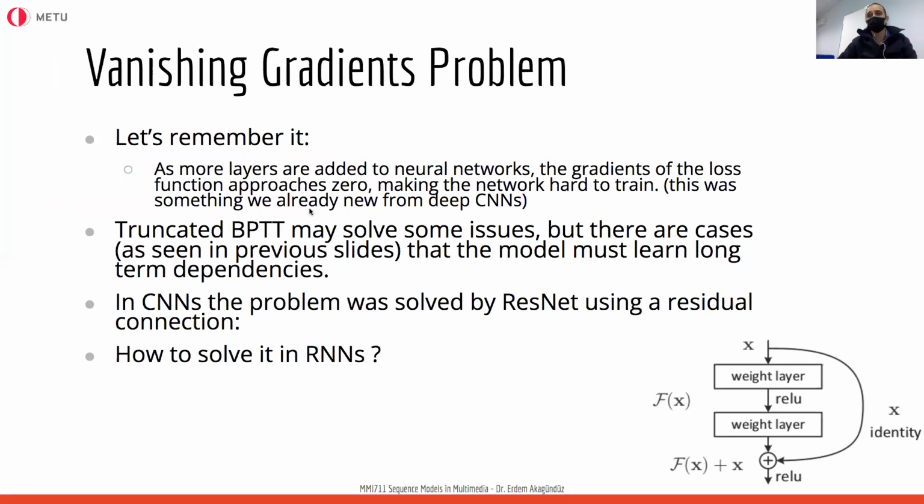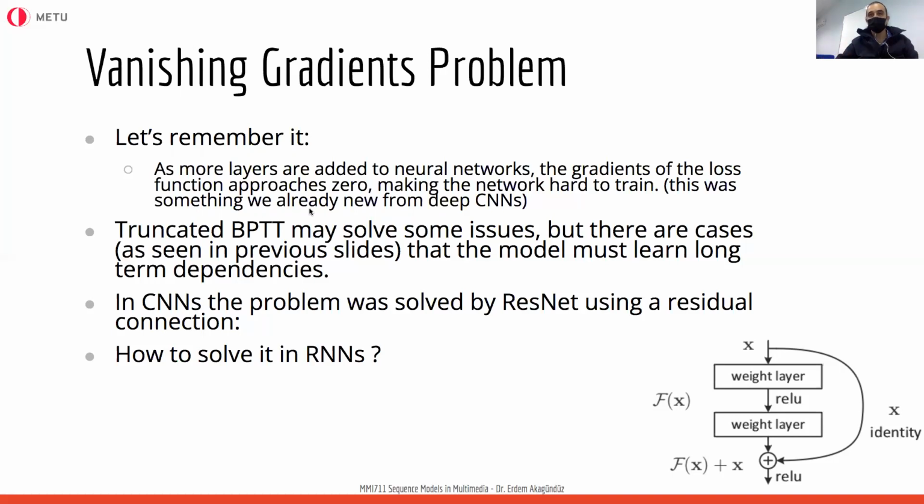Okay, let's remember the vanishing gradients problem. I did make an introduction to it, but let's officially go over it once again. As more layers are added to a neural network, the gradients of the loss function approach zero. There are mathematical reasons for that. This makes the network hard to train, because the best mechanism we have so far to train neural networks is gradient descent with backpropagation. The layered structure is compatible with backpropagation, and as the gradients die, we are unable to apply this.